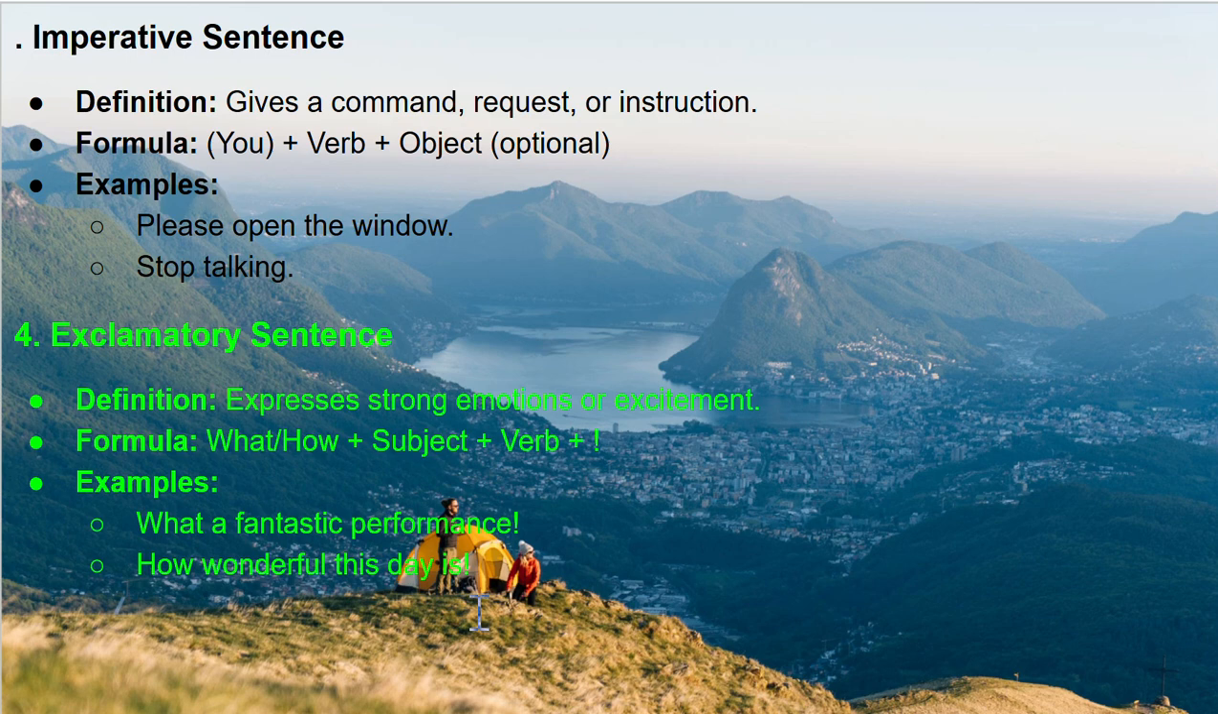Exclamatory sentence. Definition: expressing strong emotion and exclamation. Those sentences express strong emotion or excitement. These are called exclamatory sentences. Formula: what or how, plus subject, plus verb, plus exclamation sign. Example: how wonderful this day is. That is how you can make an exclamatory sentence.